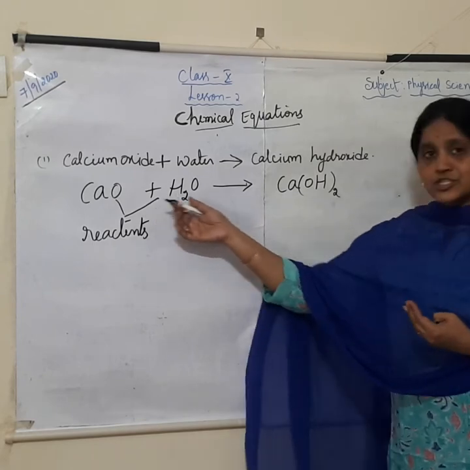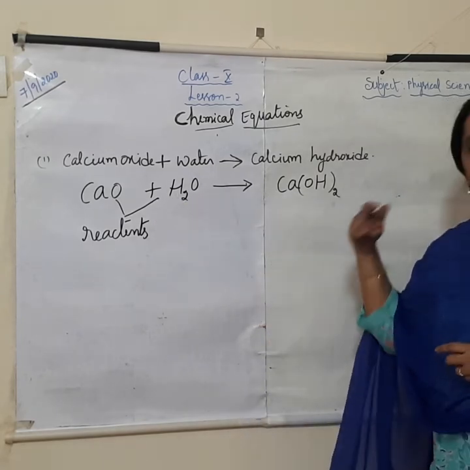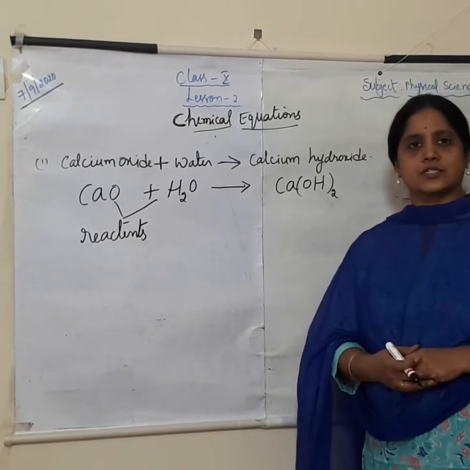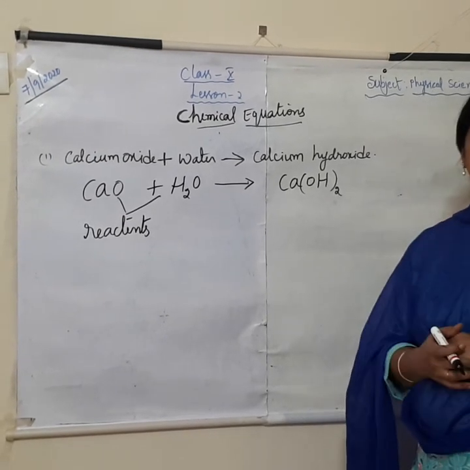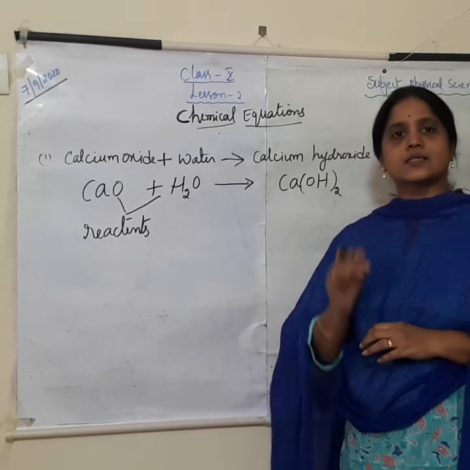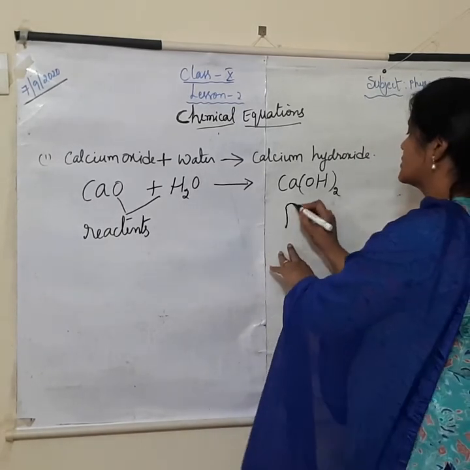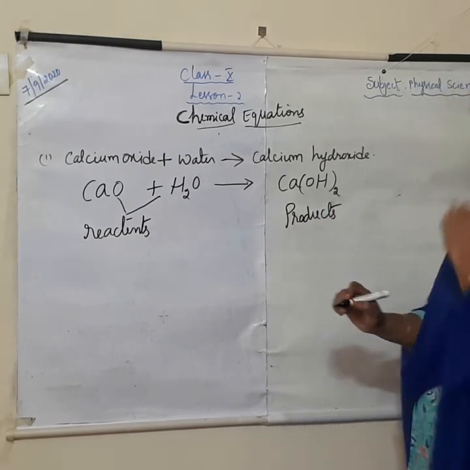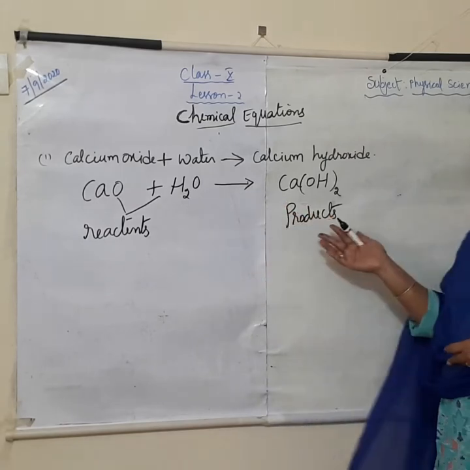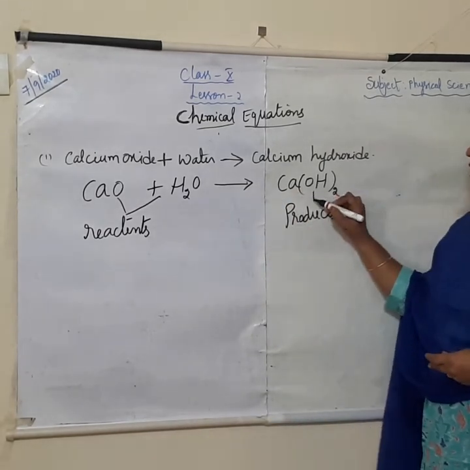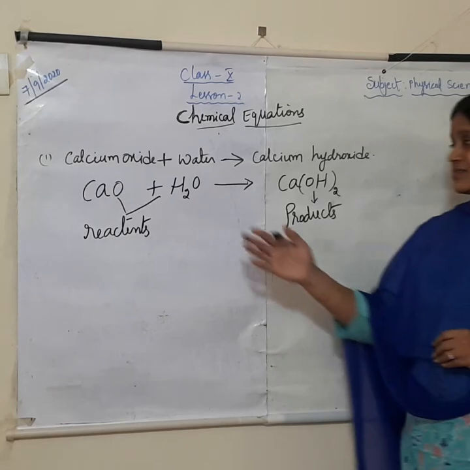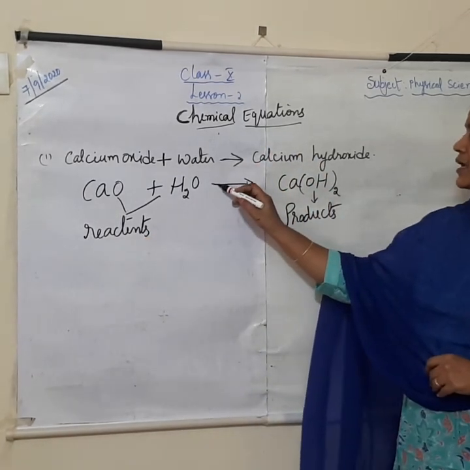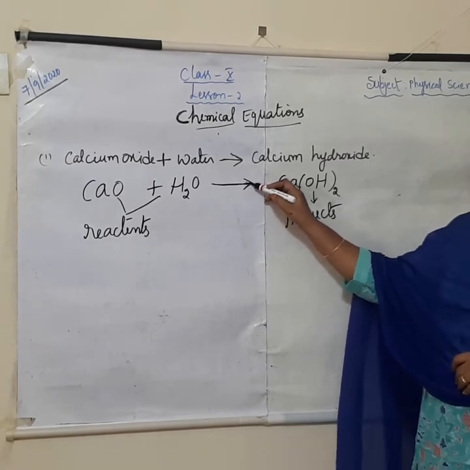When the reaction takes place, we always get new substances. After the reaction, the substances that form, we call them products. So here I have clearly mentioned what the reactants are and what the products are. Now, how do we separate the reactants and the products? By indicating an arrow.